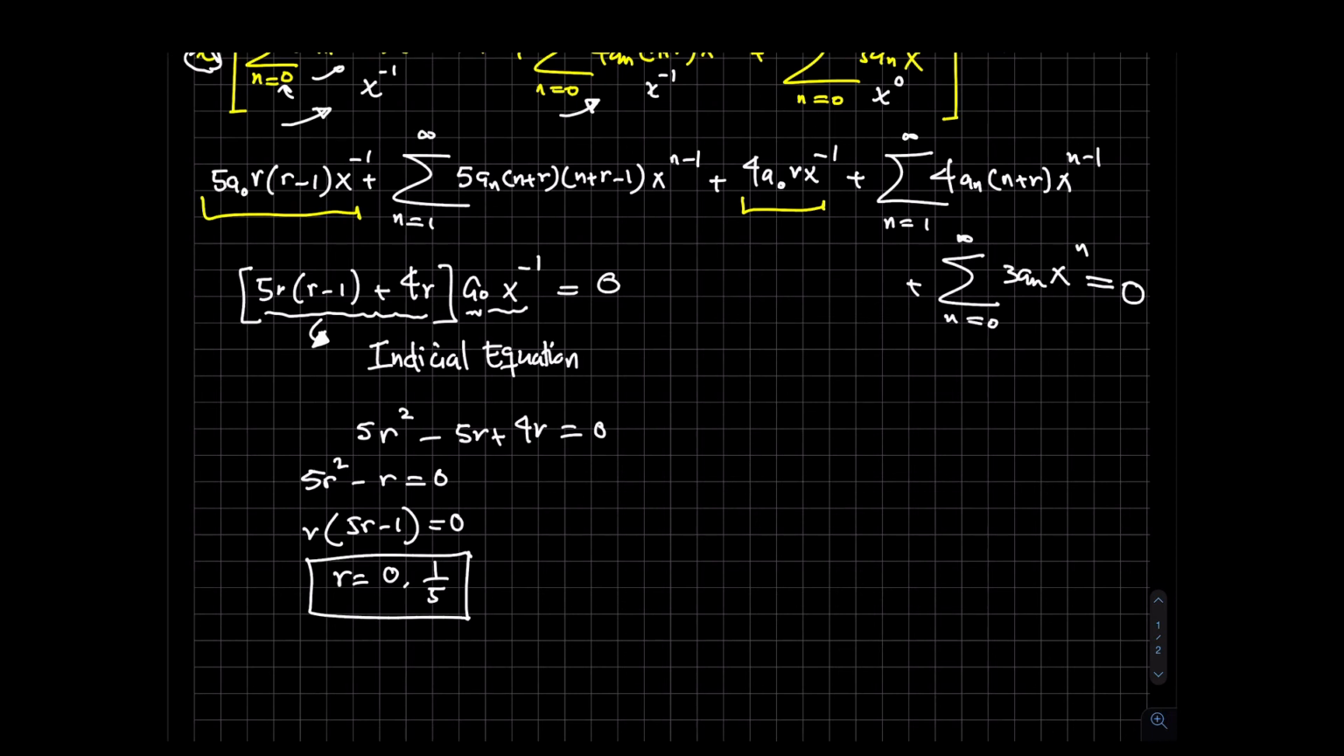And their difference is not a positive integer, which means I could write my solutions the way I showed it to you earlier. So now for each value of r, I'm going to have to find a recursive relation for these power series, so I can ultimately find the constants, because ultimately, remember, that's what we're looking for. We're looking to find those constants. All right, so I'm going to start with the smaller one, r is equal to 0.